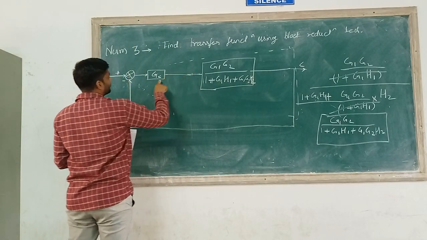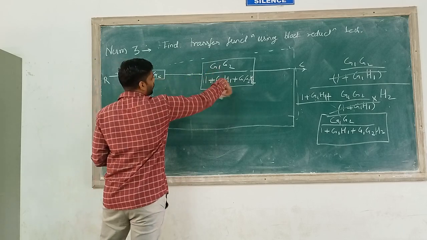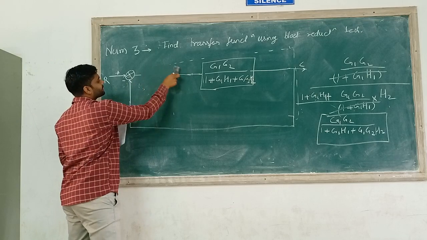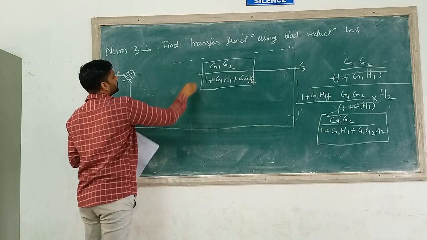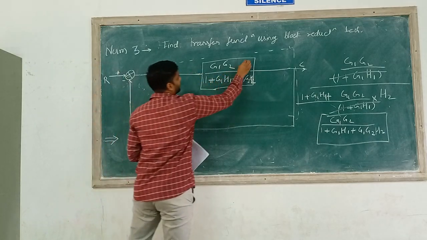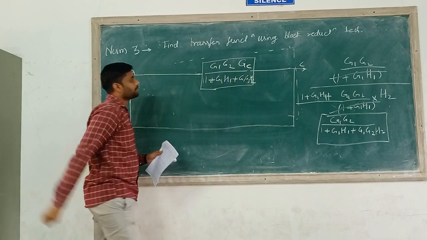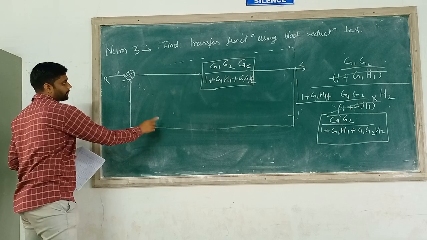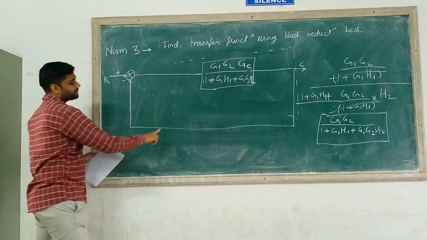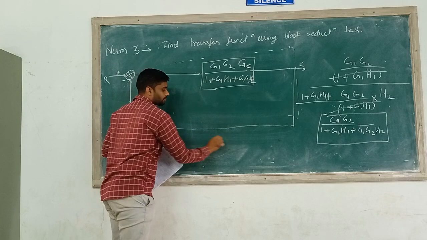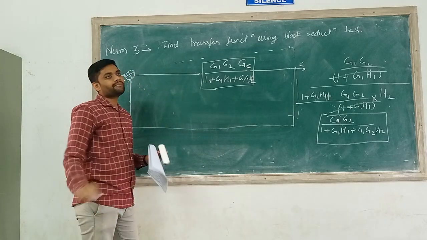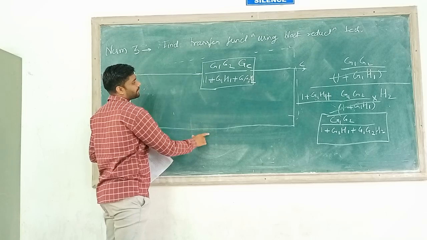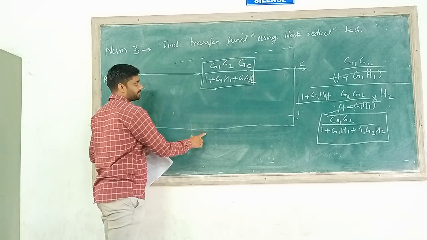Now you can see this G of C and this block are in series. So we can reduce it by simply multiplying this G of C to this block here. Okay. Now we have this feedback loop, and there is no mention of a function. No block is present here, so we can say that it is a unit feedback loop.